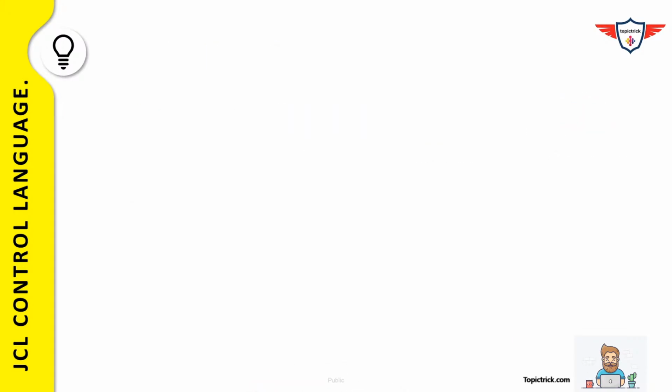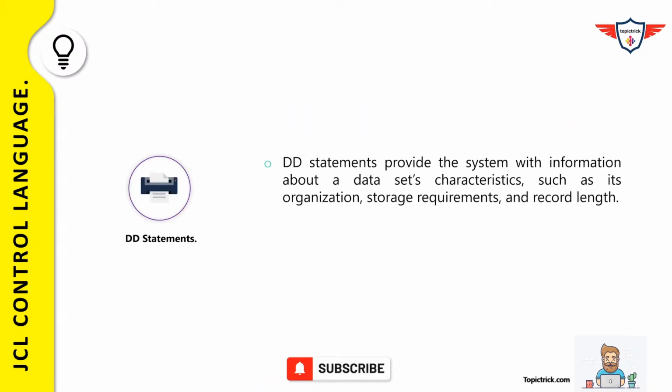Now let's focus on DD statements or data definition statements. DD statements are generally used to define data sets that you use in your programs. The data definition statement is used to define the characteristics of a dataset. When I say characteristics, that means the record length, storage requirement, and its organization. The syntax of the DD statement is a bit complex because the parameters can be coded in various combinations depending on whether the dataset is new or old, temporary or permanent, or maybe cataloged or uncataloged.